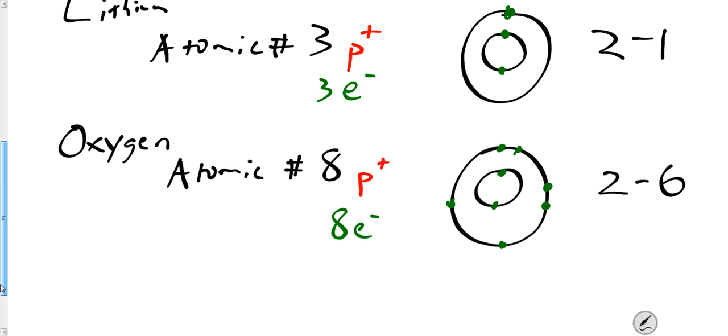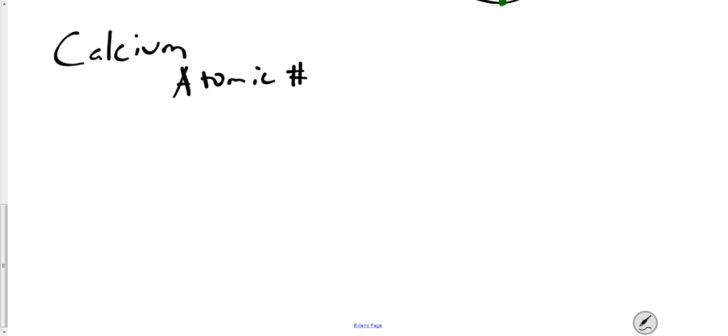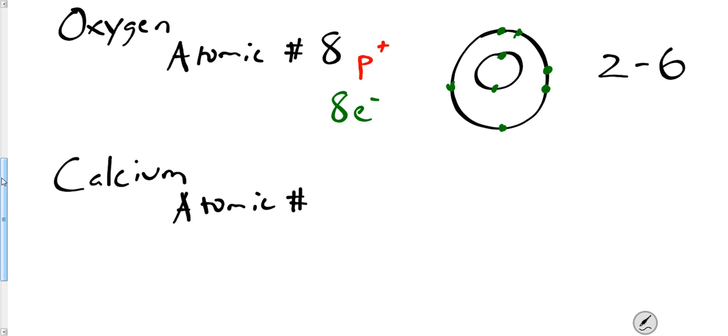We'll do one final example here, and that is calcium. Like I said, this is the toughest one you're going to do all year. All the others are somewhere in between these examples. So calcium, I'll give you a moment to look up its atomic number. But it has an atomic number of 20. That means it always has 20 protons and normally has 20 electrons.